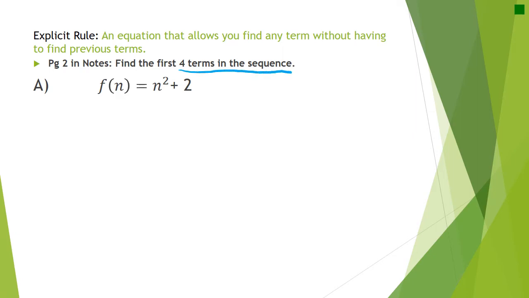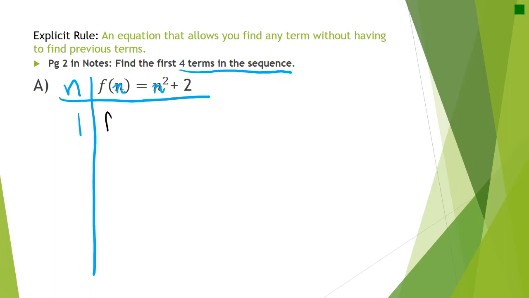So typically we just go ahead and create a chart here. I'm going to chart my n and f of n chart. And in every place that I see an n, I'm going to replace that with the number n. So the first term we're looking for is a 1. So n is going to be 1. And I'm going to replace all my n values with that value. Notice that I put parentheses around my n squared there to let me know that that's the only thing that needs to be replaced.